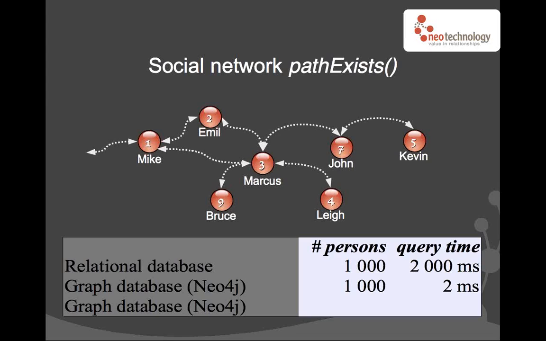In Neo4j, that same query is 2 milliseconds. So it's 1,000 times faster. Grab 2 people at random, check if they're connected, 2 milliseconds, bam. But we weren't happy enough with that, so we upped the ante a little bit.